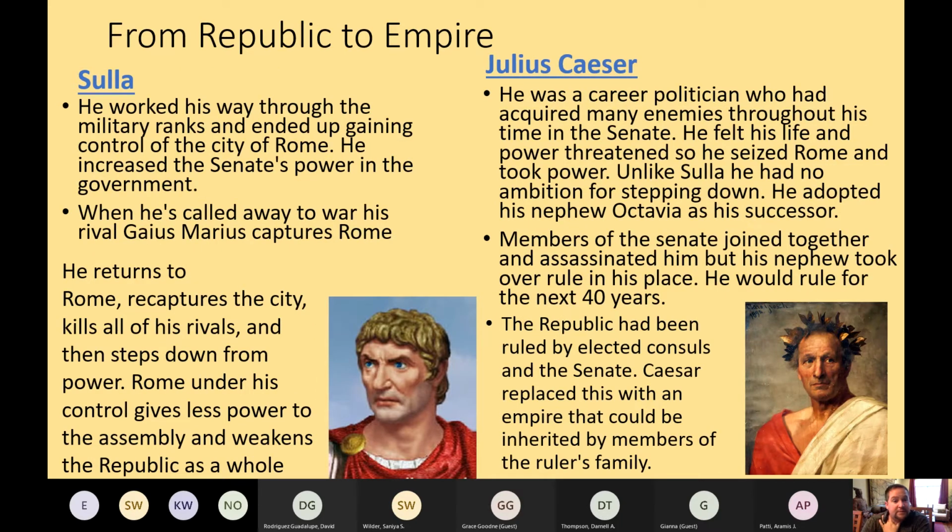So Sulla is the next person, and he worked his way up through the military ranks and ended up gaining control of the city of Rome. He increased the Senate's power in the government. So he takes away the notion of republic by giving the Senate all the power.